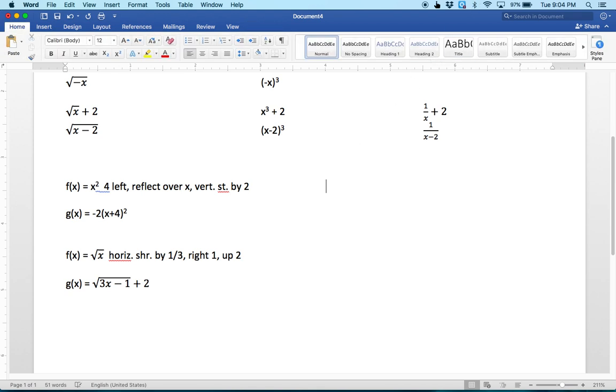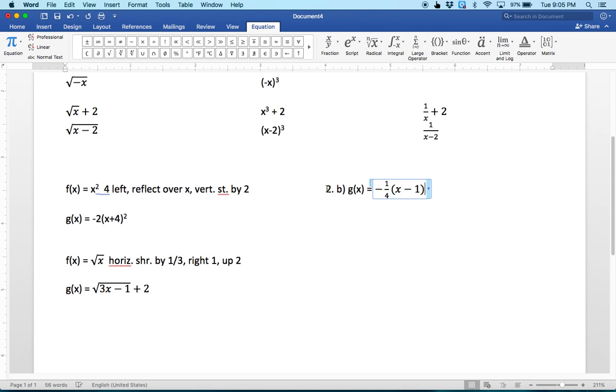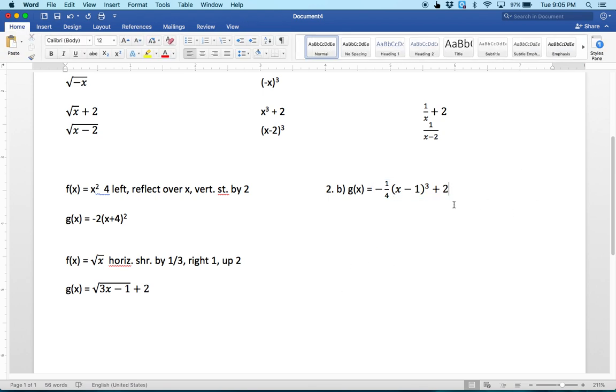So then the other part of your homework is to identify the transformations. Let's see, on number 2, let's look at B because that one has a lot of parts. So 2b, I'm trying to read this off my phone, says g of x is equal to negative 1/4 times (x minus 1) to the 3rd power, plus 2. Okay, so we just got to go down the line and identify where things are happening. So we have a handful of things going on here.